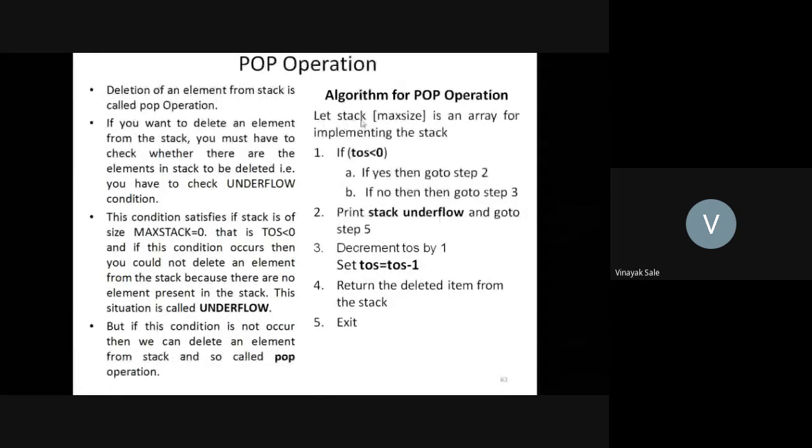Let a stack of max size be an array for implementing the stack. If tos is less than 0, that is, tos is equal to -1, and this condition is true, then go to step 2. Step 2 is print stack is underflow, and go to step 5.